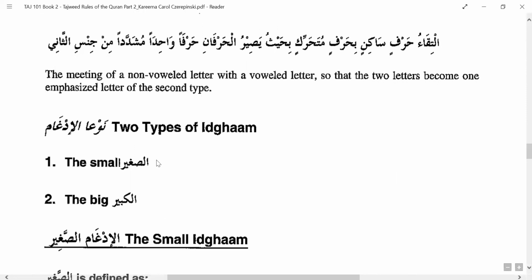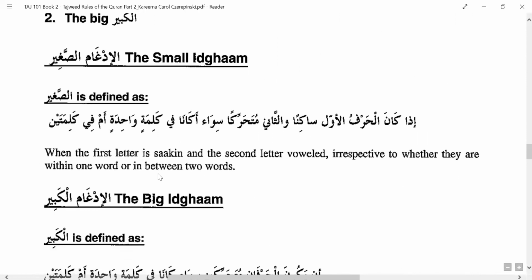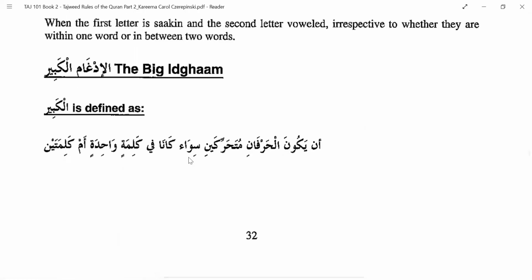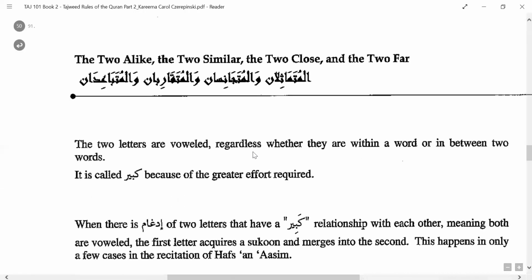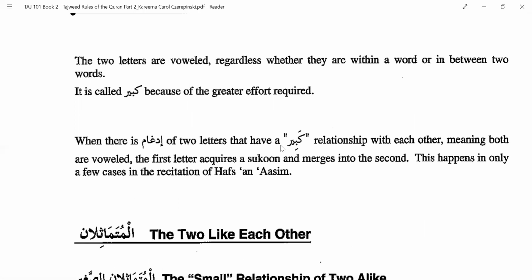Now the types of idgham, there are two types: small and big. Small idgham and big idgham. Small idgham is when the first letter is sakin and the second letter is having haraka, irrespective of whether they are in one word or between two words, you will do small idgham, joining. Whereas a big idgham, al-kabir, is defined as when both letters are voweled. Whether they are in one word or between two words, you're going to do idgham kabir. Kabir is why? Because of greater effort required to say both of the letters.